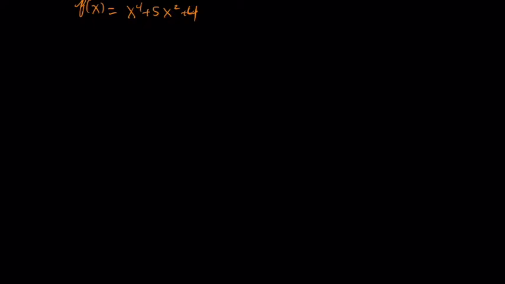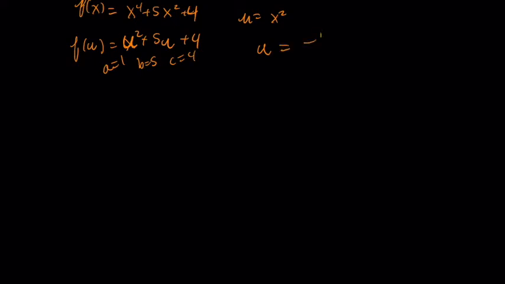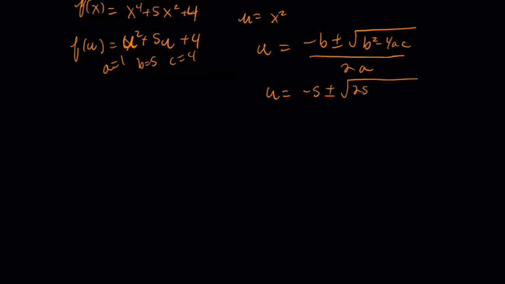We're going to let u equal x squared. So now I have f of u equals u squared plus 5u plus 4. Now I can use the quadratic formula to solve for my u's. We label our ABCs. A is 1, B is 5, C is 4. So u equals negative b plus or minus the square root of b squared minus 4ac all over 2a. U equals negative 5 plus or minus the square root of 25 minus 16 over, because 4 times 1 times 4 is 16, over 2 times 1, which is 2.